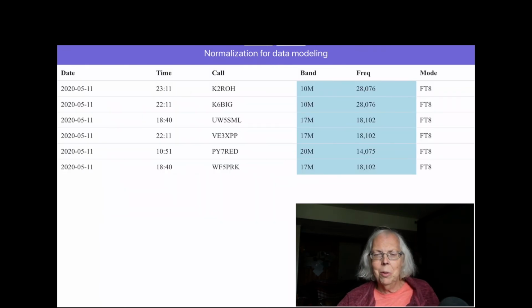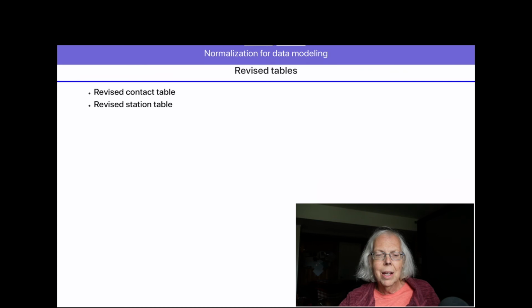Okay, so here are our attributes, band and frequency. They're actually related to each other. So probably we'd only store the frequency and calculate the band when we went to display it. So let's take a look at our revised tables. We now have two. We have the contact table and the station table. That's the names we've assigned to them.